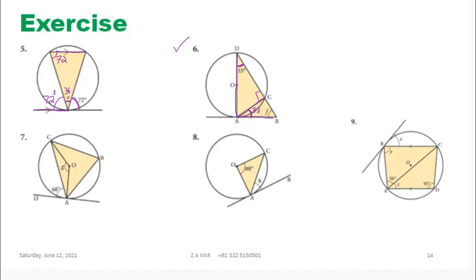So therefore, this angle is also 90 degrees, because the angle on one side of a line is 180. 180 minus this 90 will give 90 degrees. So this is a right angle triangle. Therefore, the angle F will be 90 minus 33. So this F is 57.